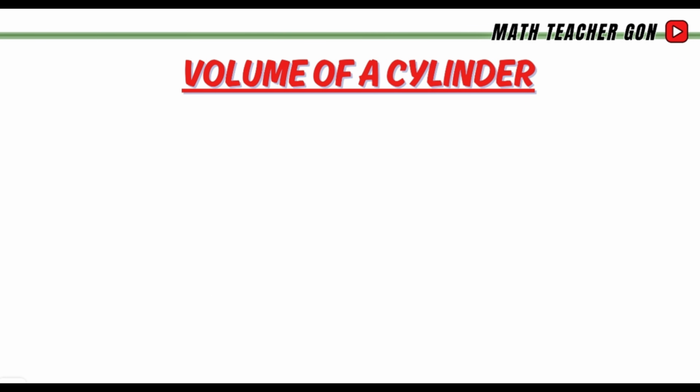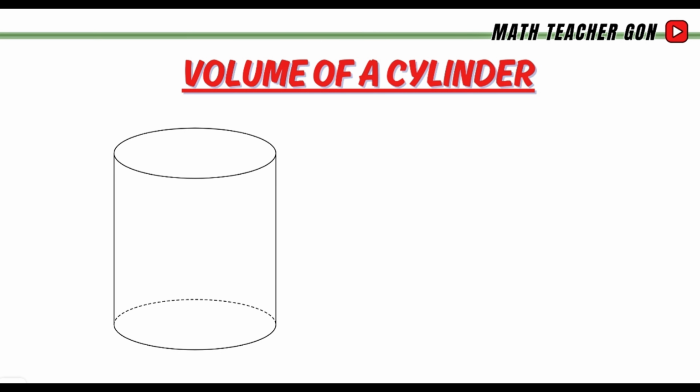Now, how do we find the volume of a cylinder? We can think that a cylinder is a stack of circles. So let's have here a figure for a cylinder. First, find the area of the base circle. The formula for the area of the base circle is area equals pi r squared.